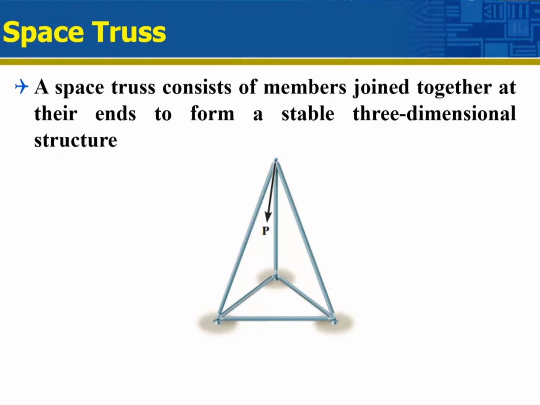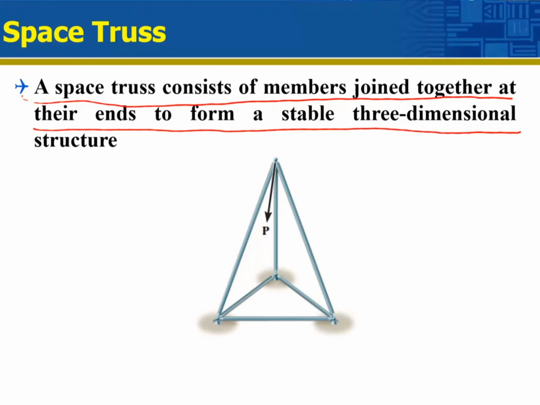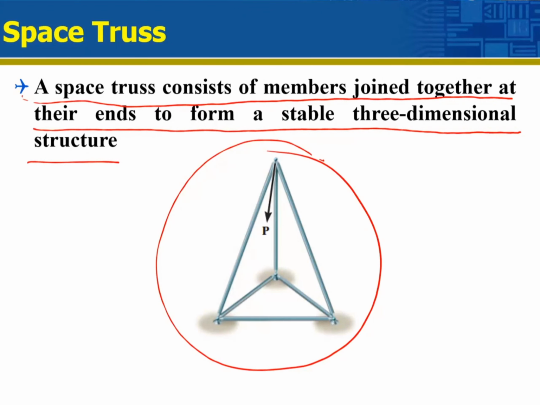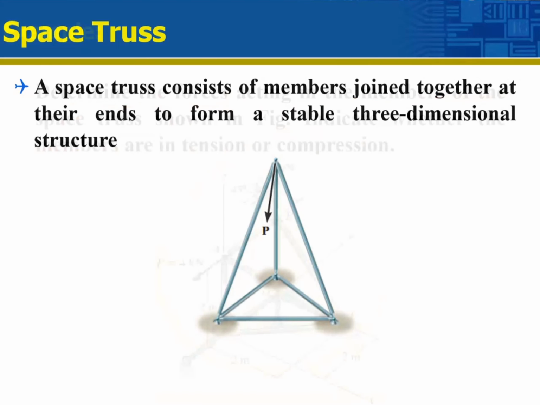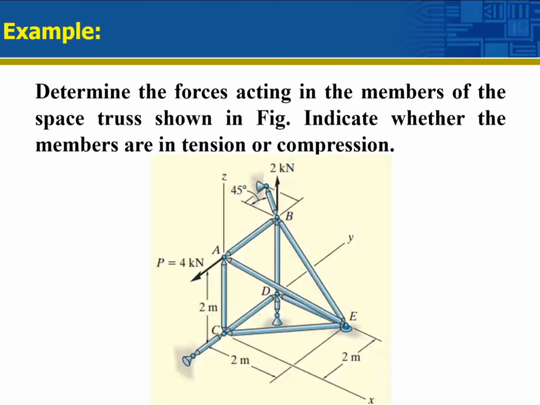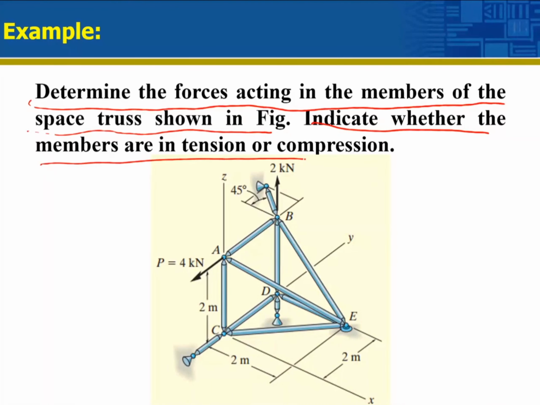Says here, a space truss consists of members joined together at their ends to form a stable three-dimensional structure. So a 3D truss is basically a space truss. So let's look at this. Very easy. It says here, determine the forces acting in the members of the space truss shown in figure. Indicate whether the members are in tension or compression.